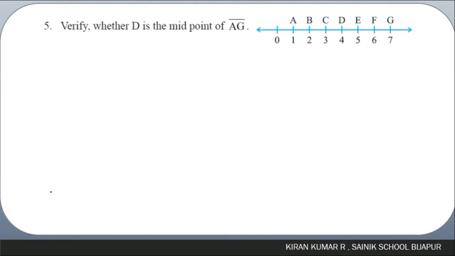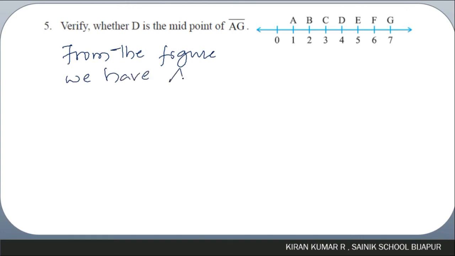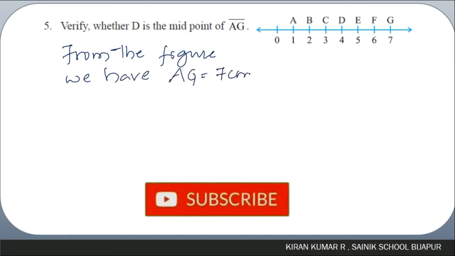Question number 5. Verify whether D is a point on AG. Look at the figure here. There are some letters mentioned over a number line. A is at 1, B is at 2, so on. G is at 7. From the figure, we have AG equal to 7 centimeter minus 1 centimeter.